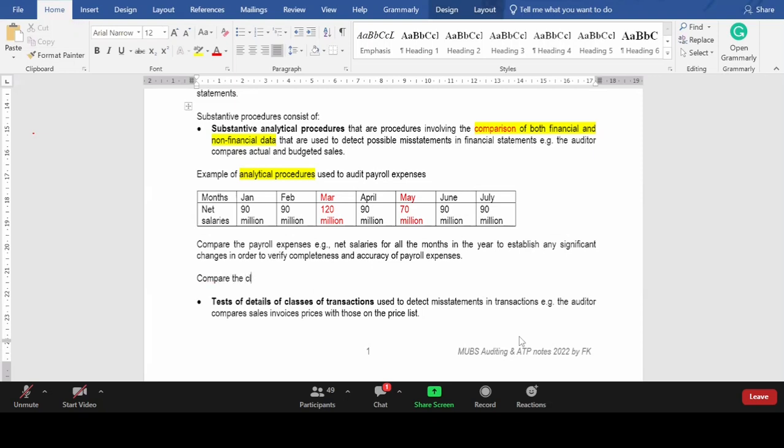the opening balances of the current year, or for the current year, with the closing balances of the previous year. That's another analytical procedure which you do.